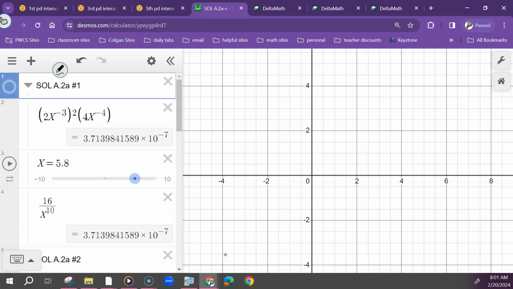If I put in the actual problem, I added a slider, either making the x capital or changing it to a different variable, and then I put in my final answer. As long as this is not 1, -1, or 0, these should match. And that's how you know you did that right. A good way to check yourself in Desmos.